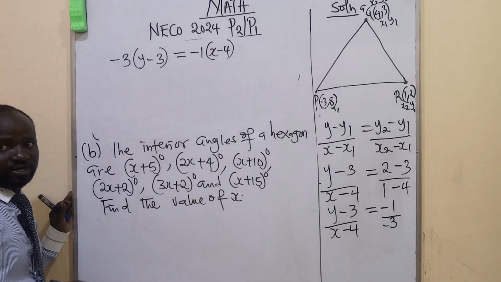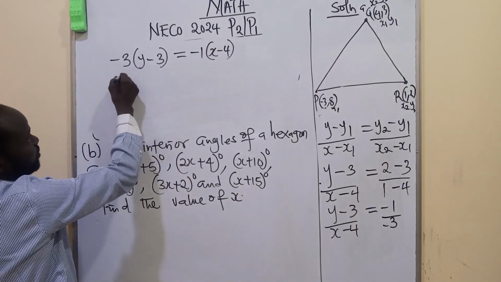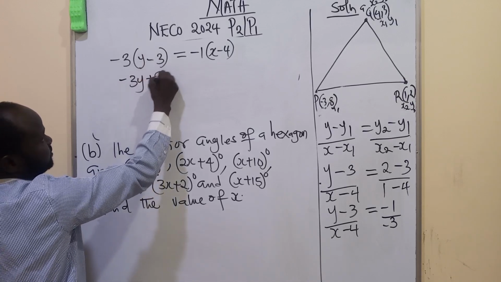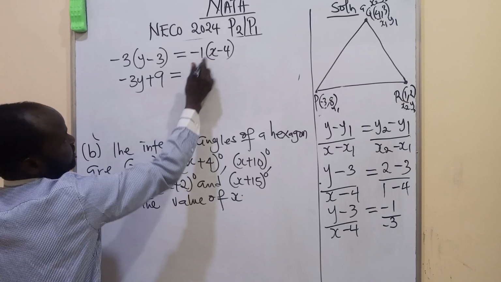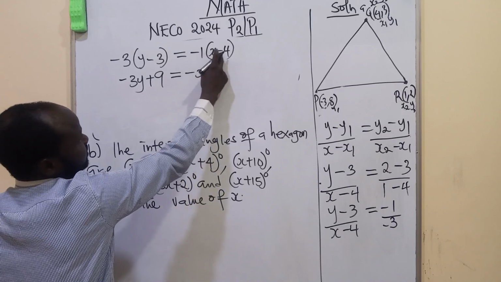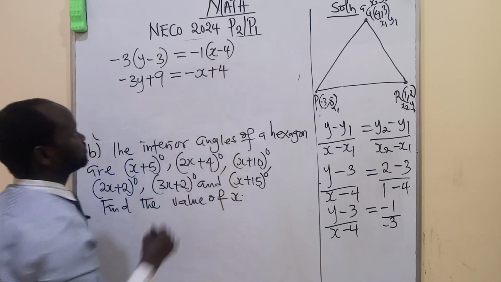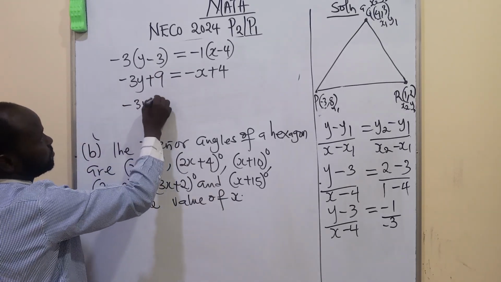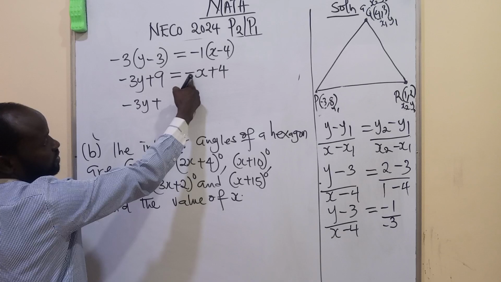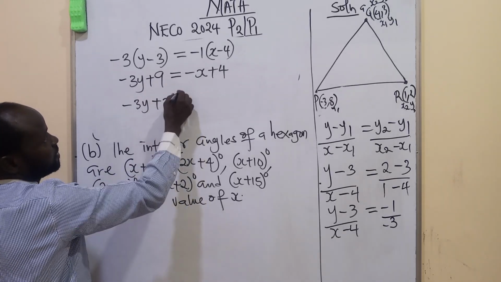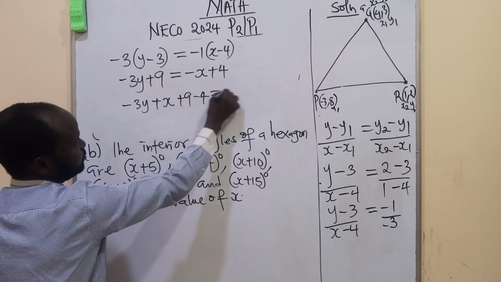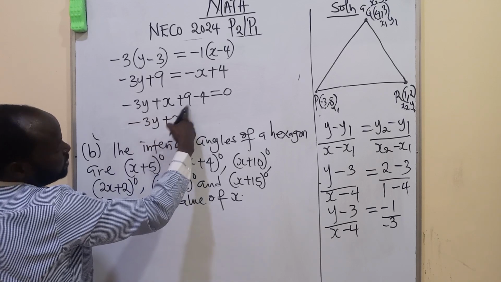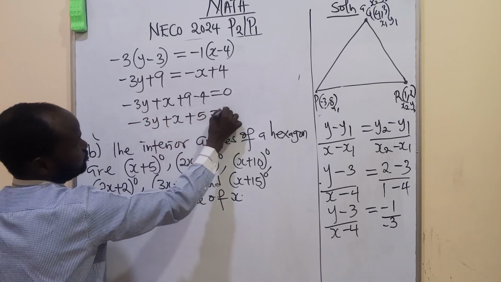So we can clear the bracket at this point. Minus 3 times y, that will be minus 3y. Minus times minus is plus. 3 times 3 is 9. This will be equals to minus 1 times x is minus x. Minus times minus is plus 4. So let's rearrange this. This will be minus 3y plus, when this minus x crosses the equal sign, it will be plus x, plus 9 minus 4 equals to 0. This will be minus 3y plus x plus 9 minus 4 is plus 5 equals to 0.